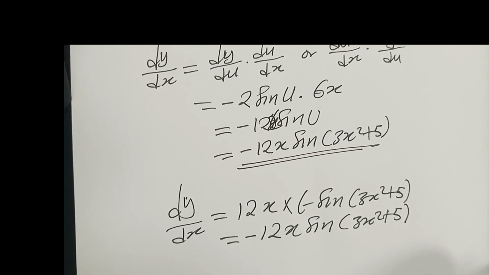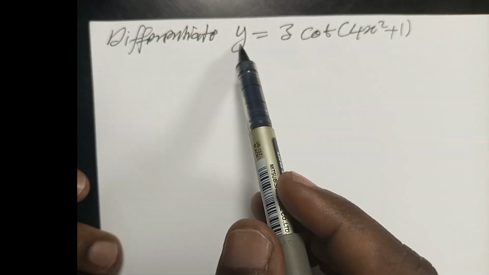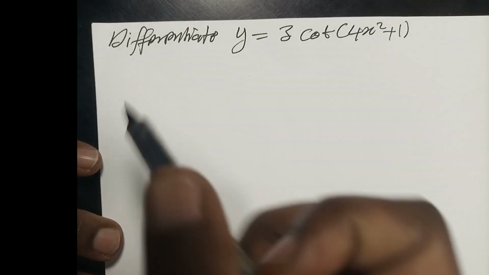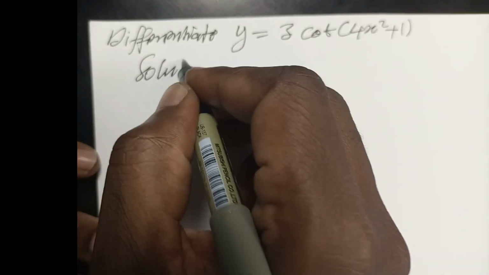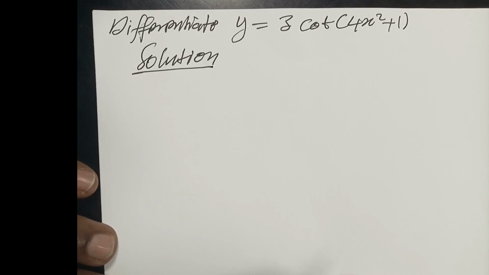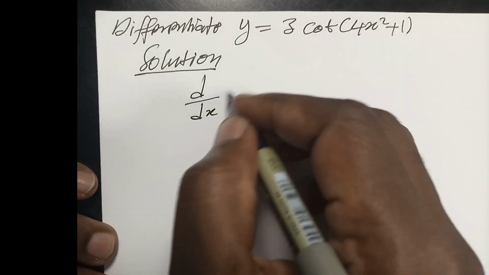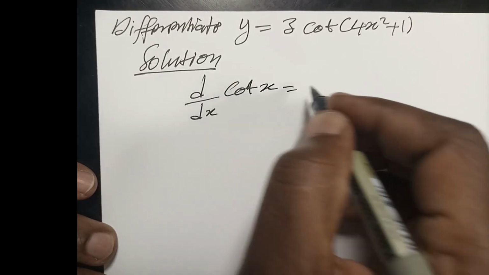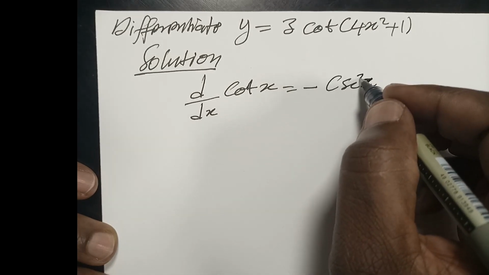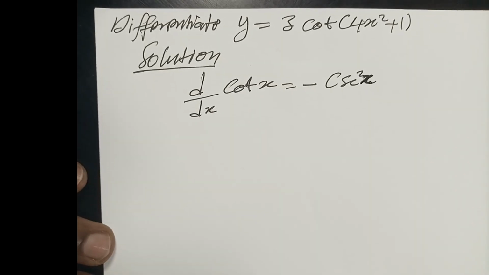Let's do another example. So now differentiate y is equal to 3 cot 4x squared plus 1. So what you do, you write solution first to show that you are ready. And then from here, we know that the derivative of cot x is equal to negative cosec x squared. Negative cosec x squared.